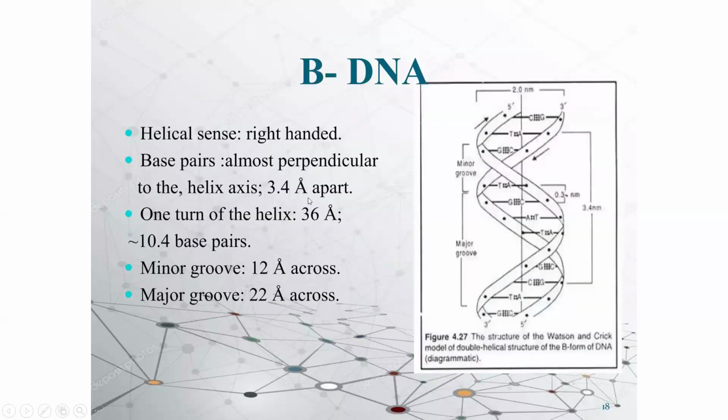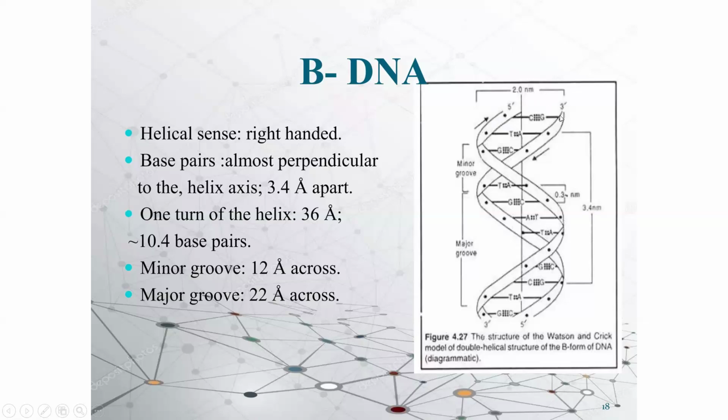Next one is B-DNA. It has a helical sense that is also right-handed, and the base pairs are almost perpendicular to the helix axis, 3.4 angstroms apart, and one turn of the helix is 36. Here minor grooves and major grooves are observed in this double helix model. This one is the major groove, and this one is a minor groove. The length between two nitrogen bases is 0.3 nanometers. And here the diameter is 2 nanometers.